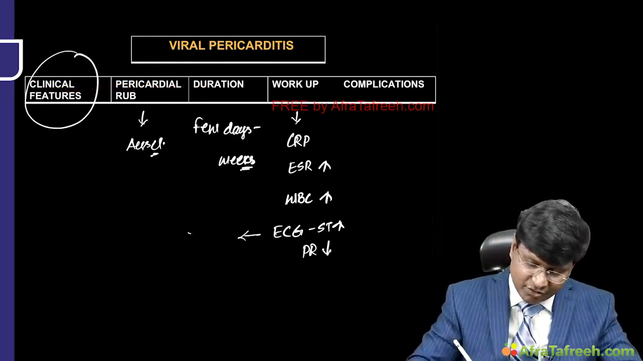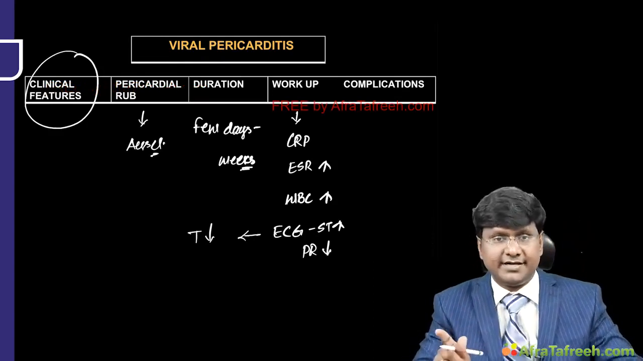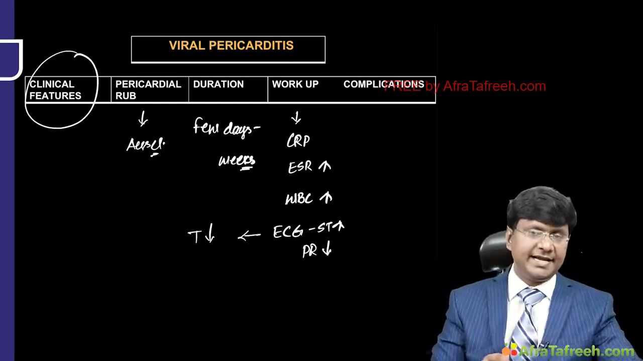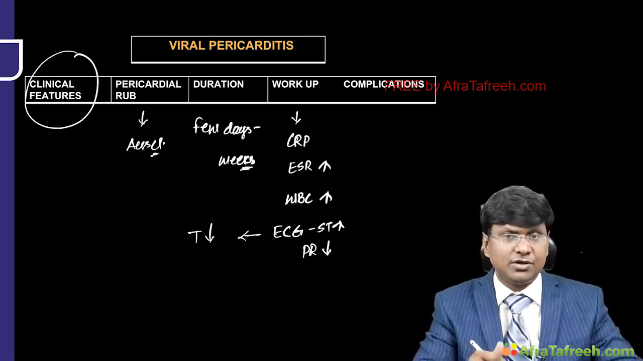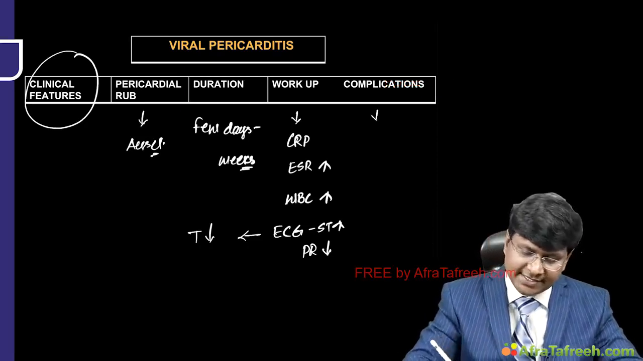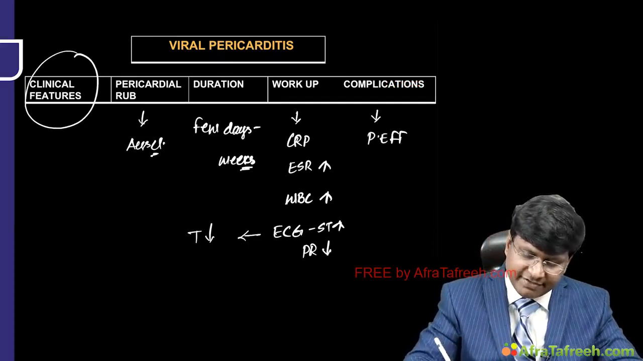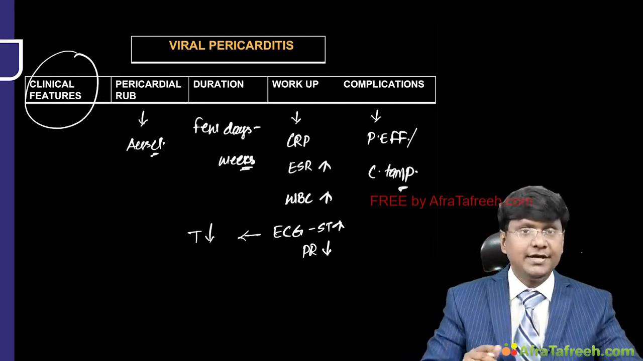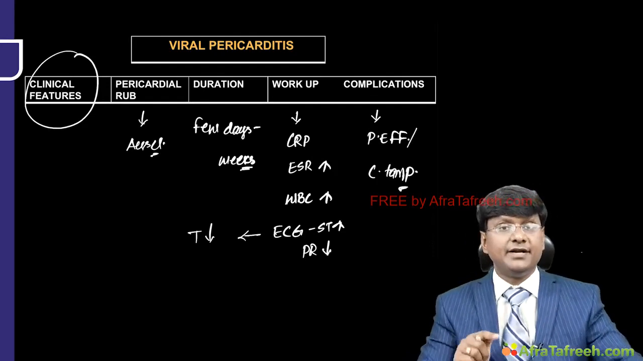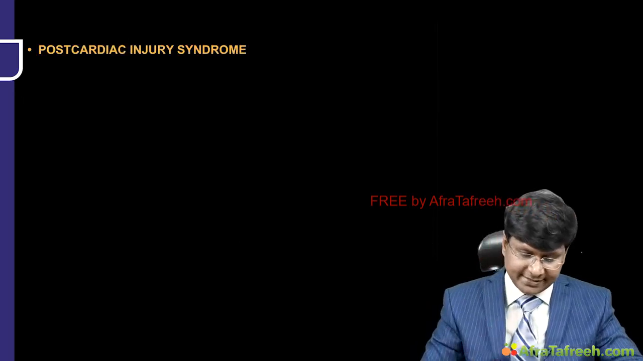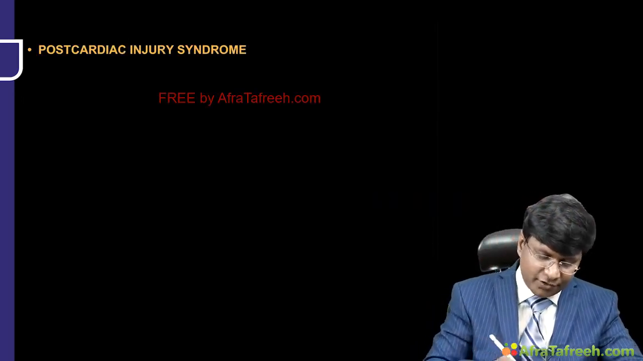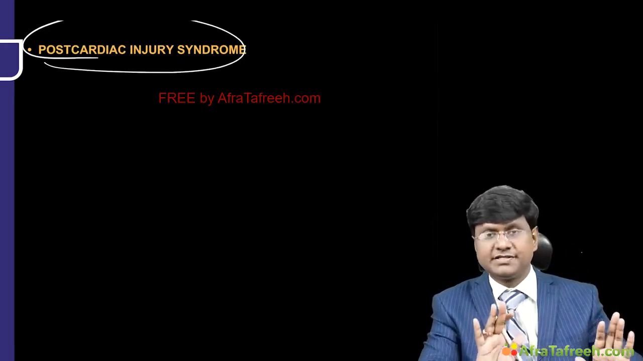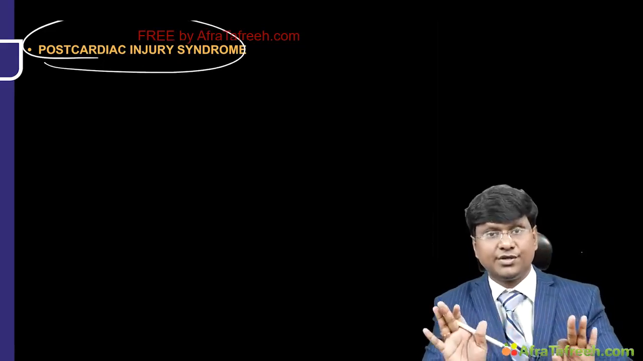The other important ECG abnormality is T wave inversion, and that will be there for several years. Now, what are the complications that can be anticipated in any form of pericarditis? Not only viral; in any form of pericarditis, the complications anticipated are the development of pericardial effusion or cardiac tamponade. Then what will be the treatment? Same, that is anti-inflammatory drugs, whatever we have just discussed: NSAIDs, colchicine as well as corticosteroids.